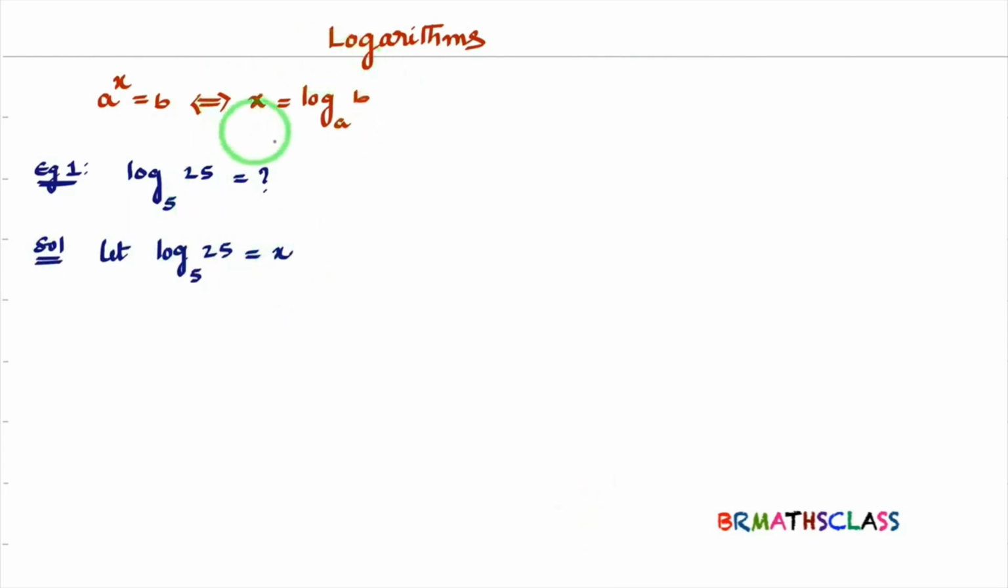Please observe here, when you see this type of expression x equal to log b base a, how will you write this in exponent form? It can be written as a power x equal to b. Try to understand: a power x equal to b.